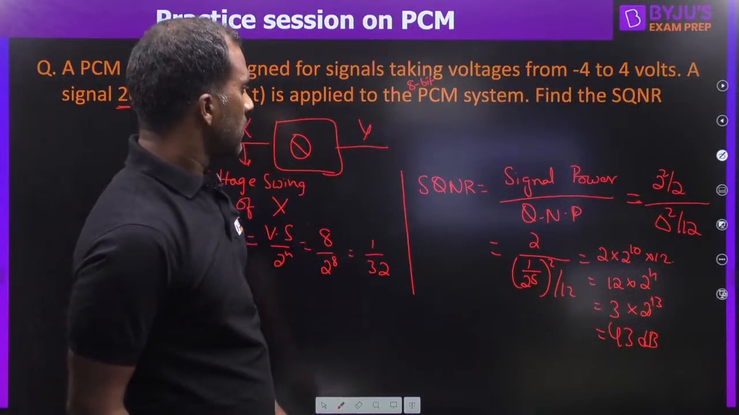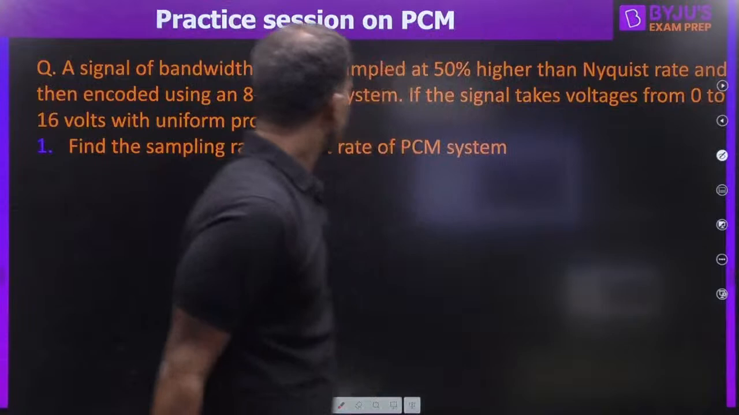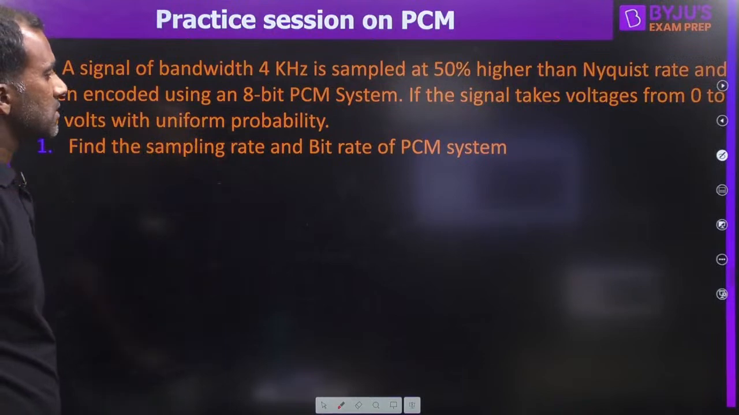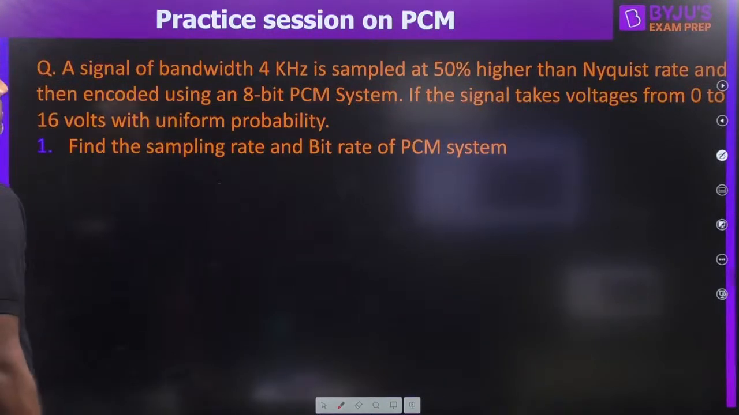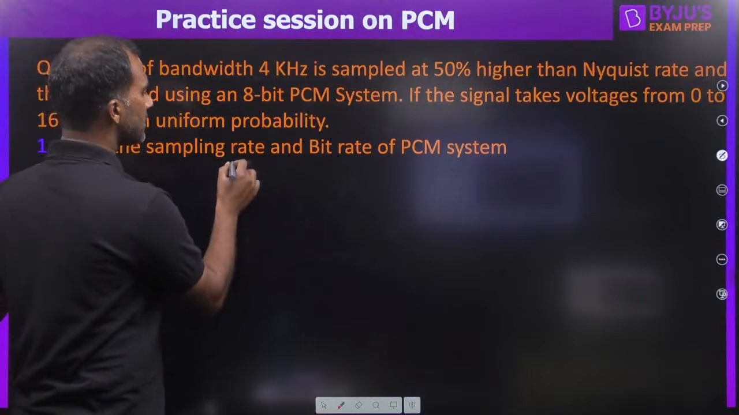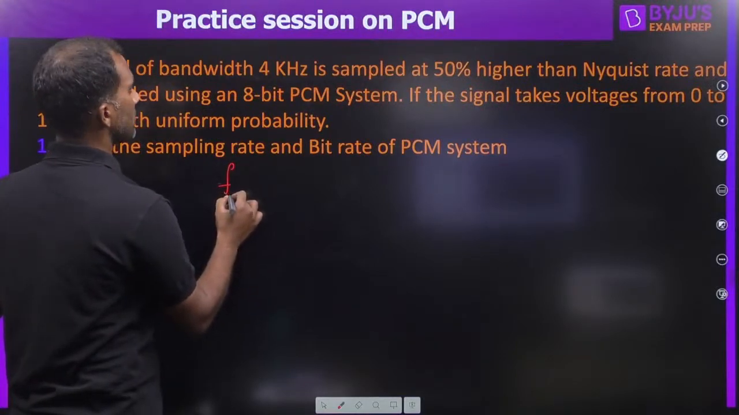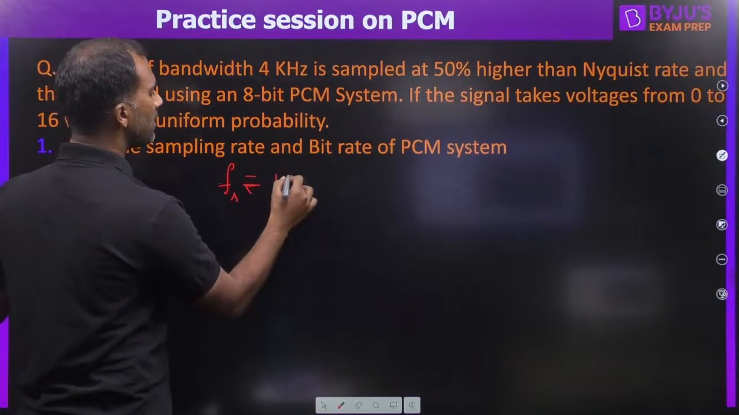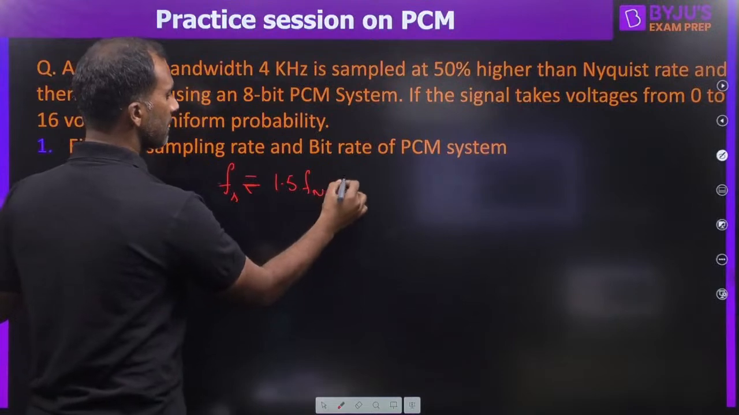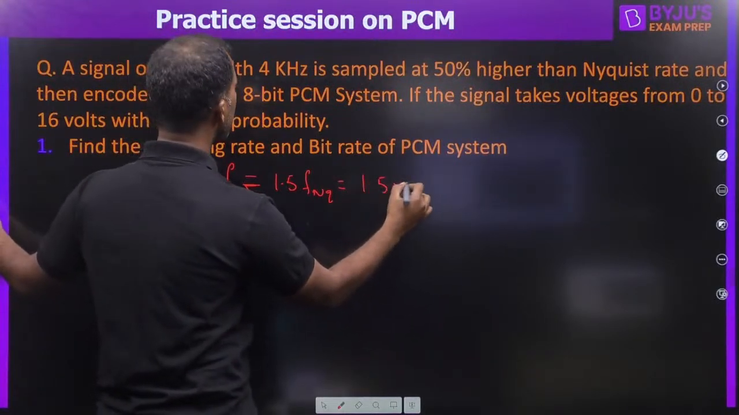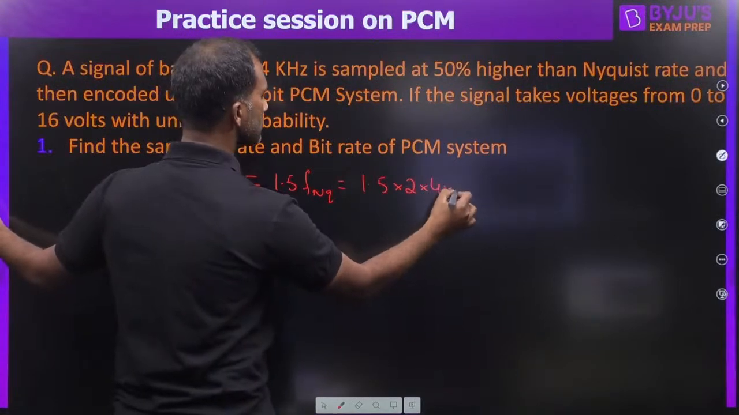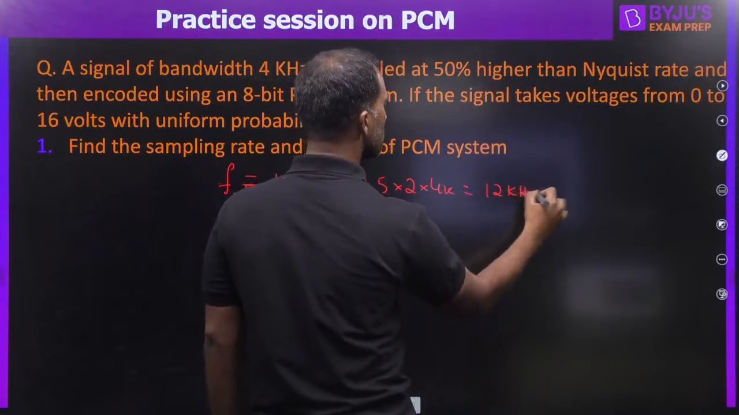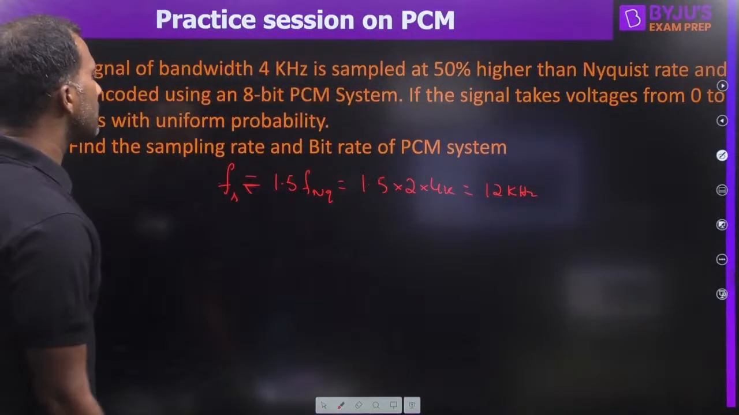Okay, right, next question. For this question I have framed 3 questions, so let us quickly answer them. First question is very easy. A signal of bandwidth 4 kHz is sampled at 50% higher than Nyquist rate. Fs is equal to 50% higher, which means 1.5 times the Nyquist rate, which is 1.5 times 2B, and B is 4 kHz, which is 3 times 4, so 12 kilohertz or 12 kilo samples per second, and then encoded using an 8-bit PCM system.